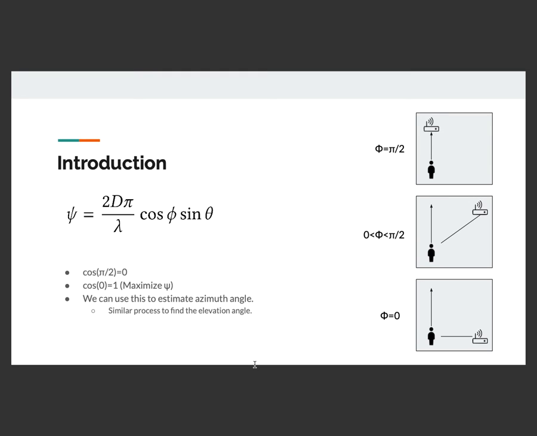So if we know that the Wi-Fi signal is directly ahead of me, that means that the cosine of that is 0, which means that the phase difference becomes 0. Also, if it's directly to the right of me, cosine equals 1, so we end up with the phase difference being maximized. So based on this fact, we can estimate the azimuth angle, and we can do something similar to estimate the elevation.